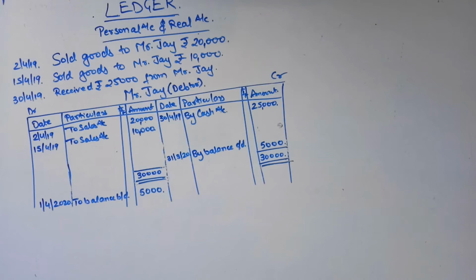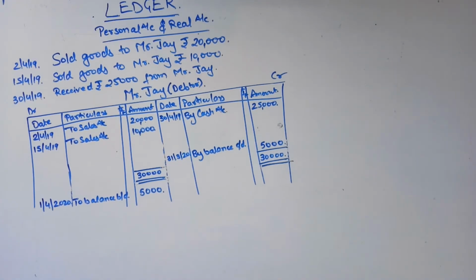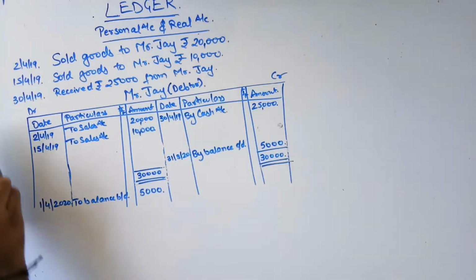Guys, any doubts? Please note this down. This is a very important example, the basis on which we will be preparing our personal and real accounts. For nominal, there is only one change, which I will show you all after this one. Okay, we'll go ahead.